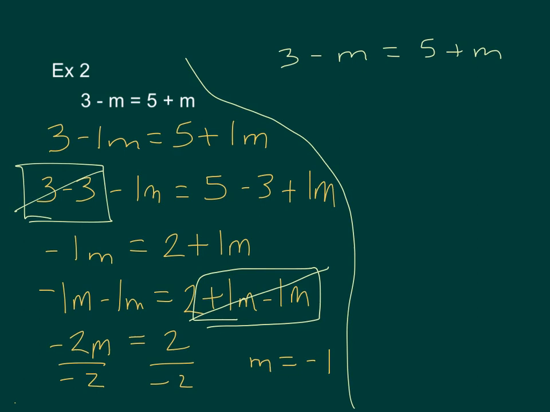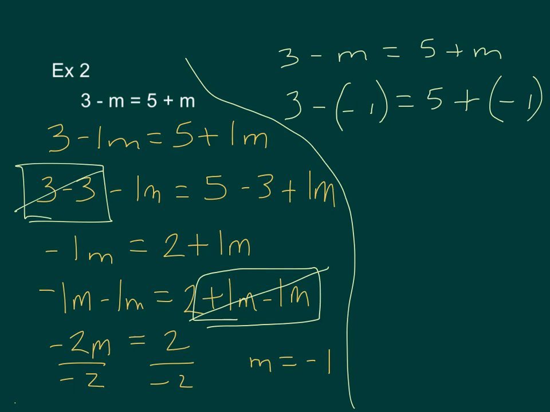So here we have to be very careful with the signs. This minus sign right here is going to be on top of the negative sign that's going to come with the m. Okay, so in our answer we're going to write 3 minus, now I'm going to do my substitution for m, which is negative 1. And I'm going to say 5 plus negative 1.